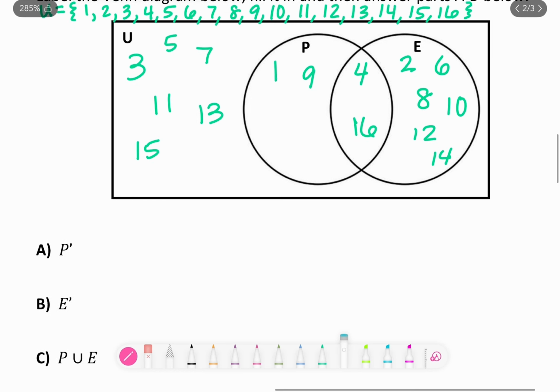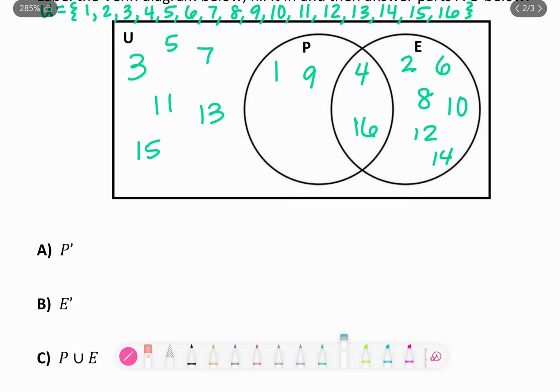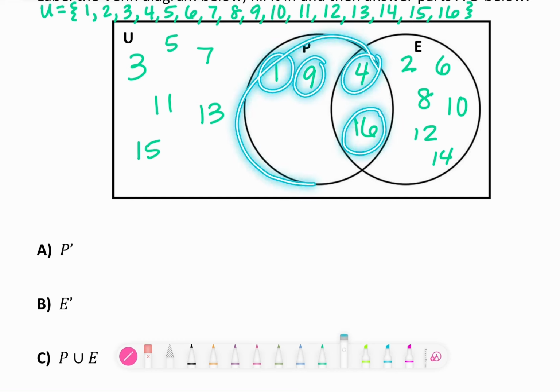The first one is P, and it looks like P prime, right? So that is the complement of P. That's everything that is not in P. So remember, P has 4 elements: 4, 16, 9, and 1. Those are inside of P. So for P complement, it's going to be everything except for those 4 numbers.